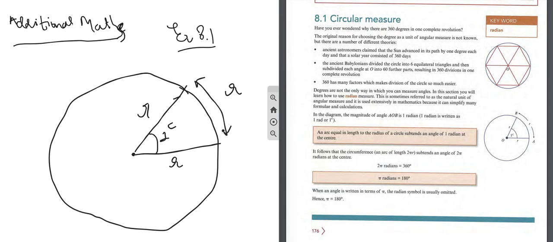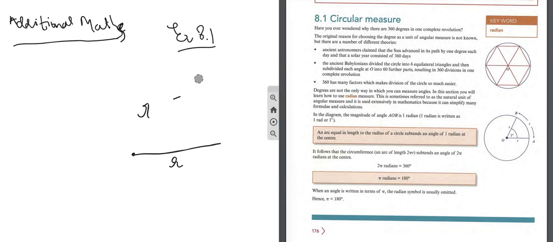That's it. It follows that the circumference, an arc of length 2 pi r, subtends an angle of 2 pi radians at the center. Same logic basically. So this statement says, it follows that the circumference, an arc of length 2 pi r, subtends an angle of 2 pi radians at the center.